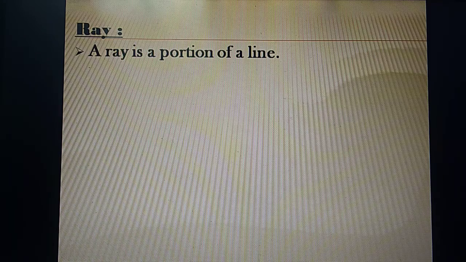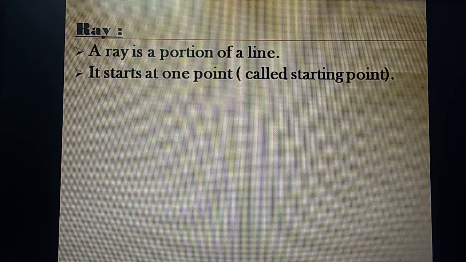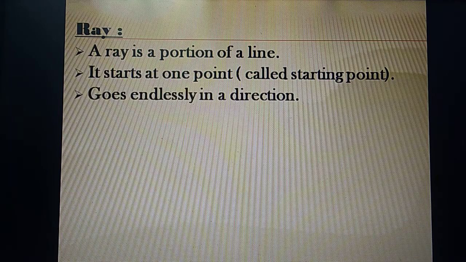Your next topic is ray. Now, what is a ray? A ray is also a portion of a line. Yes, but it has one point, that is a starting point from which it starts and it goes endlessly in one direction. The second point, it will not stop anywhere.